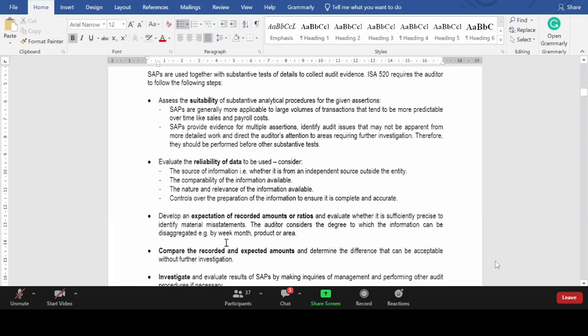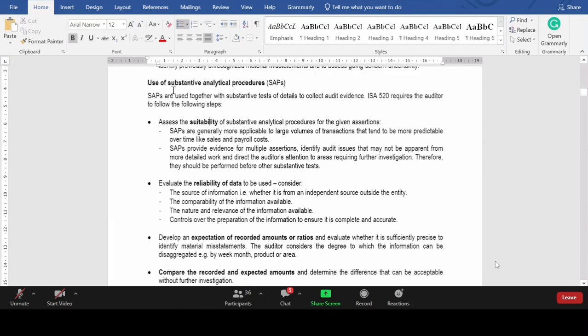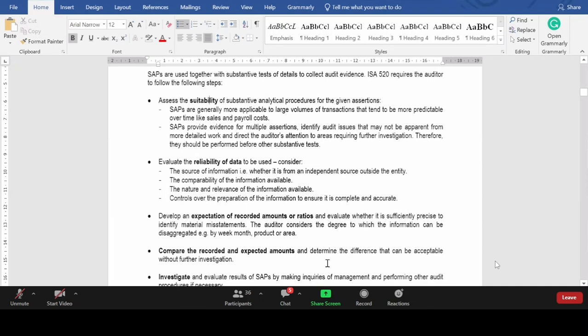And then also, after comparing, you need to investigate what is causing those changes. So these are factors you must consider before you use analytical procedures: suitability and reliability of data. You don't compare data which is not reliable, but also you compute ratios which you are going to use to compare. Or you also come out with the expected amount. So you must have two amounts to compare.